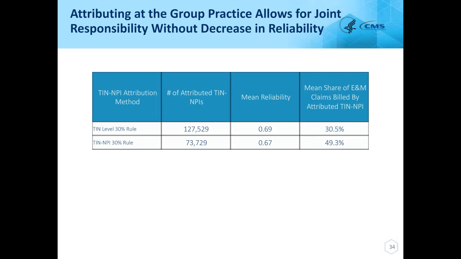When we compare these rules, we see that we get much more coverage with the first rule, which is rather intuitive, and really no reduction in the reliability of the measure. There was some discussion on how much the joint responsibility of all NPIs under a TIN is, once we've identified a TIN responsible for the beneficiary, and we felt with no reduction to the reliability of the measure and the increased joint accountability, that this method was still valid.